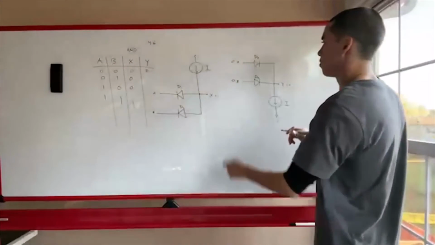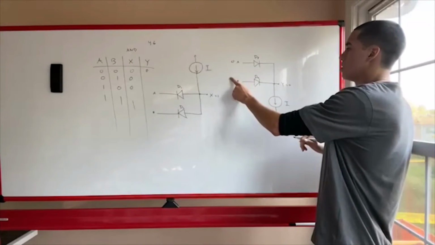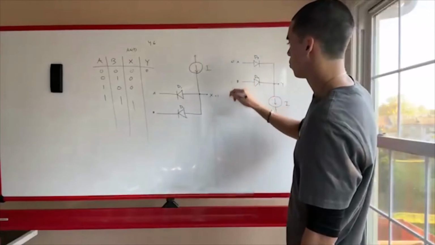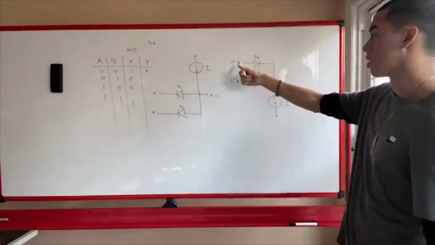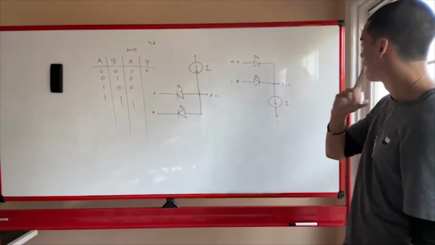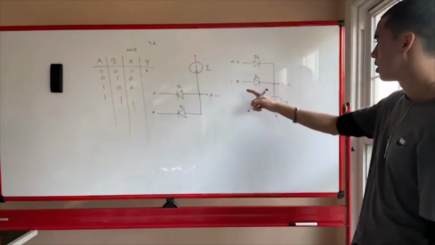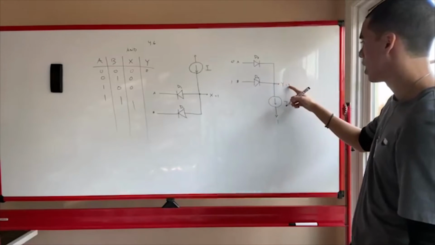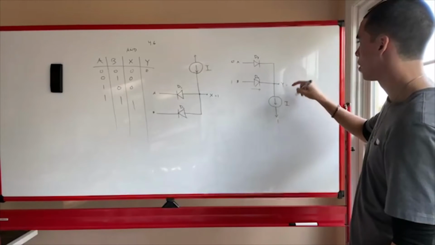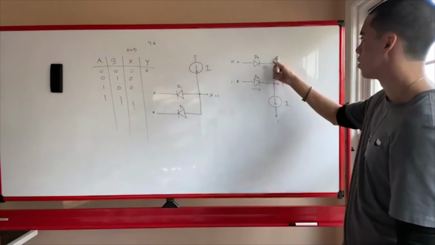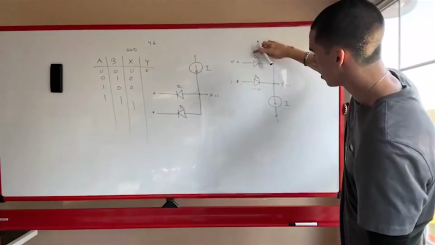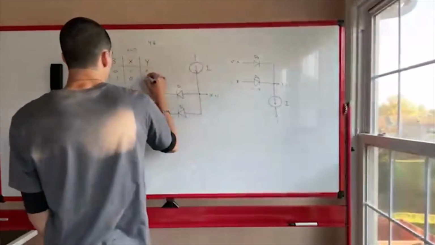Alright, what about if B is a 1? If B is a 1, let's assume D3 is on. So Y would be equal to 0. So then that would be higher than that. So that would conduct. So then this would be a 1. And then a 1 would be greater than a 0. So this wouldn't happen. This would be off. And that works out. So Y would be a 1.